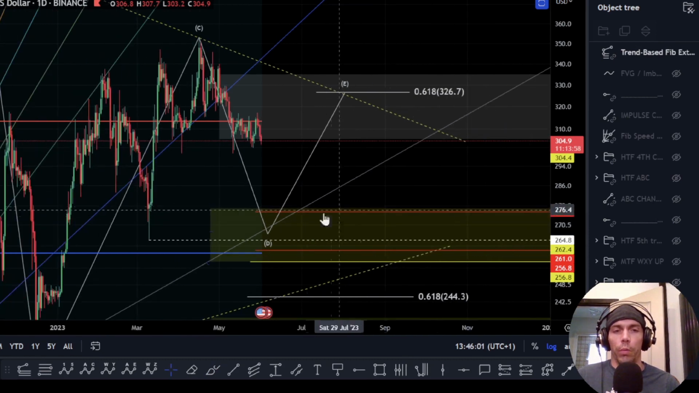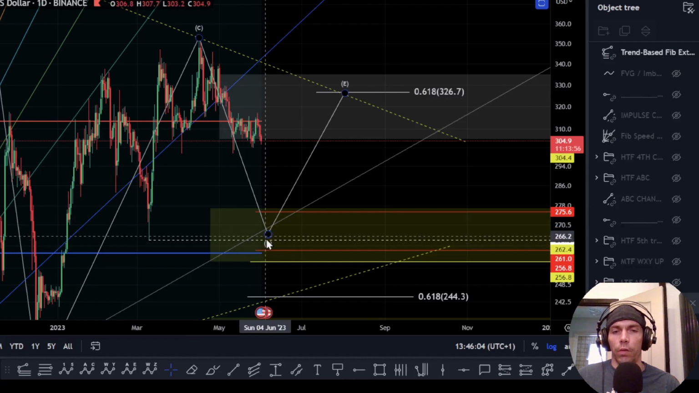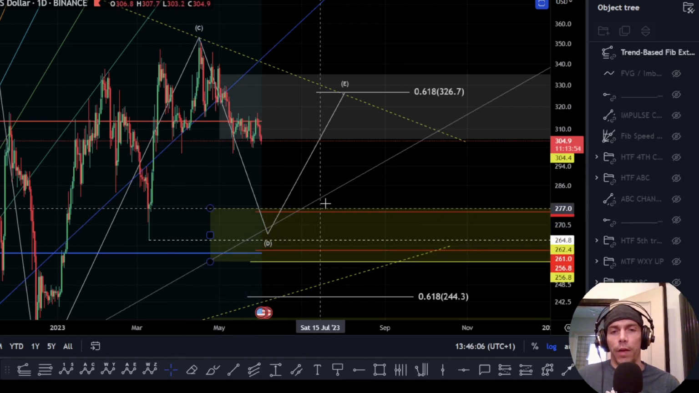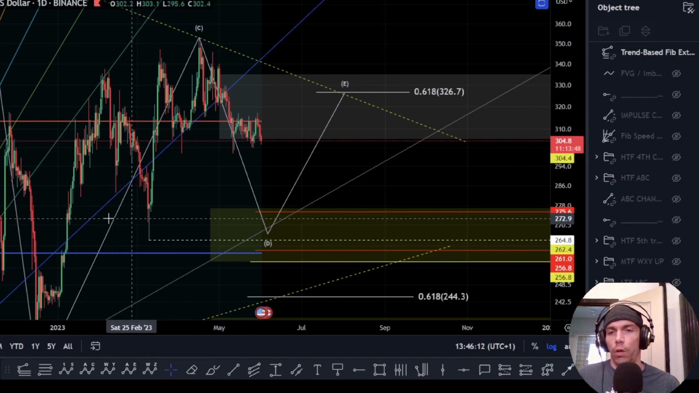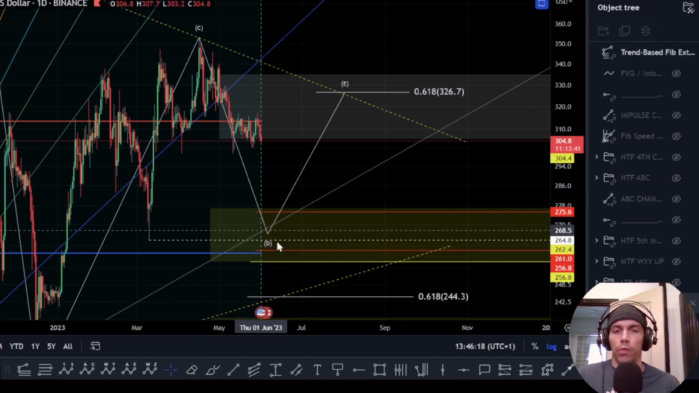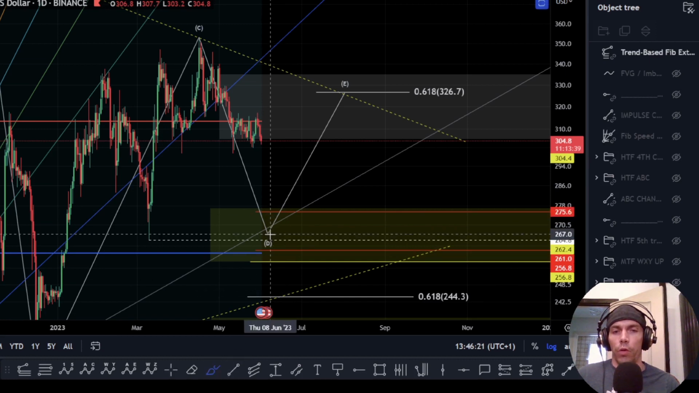268 level. Now this would actually tie into coming back into this speed fan line as well, which is sitting here down at this 269. It would also look to retest this low area here that we have, and we can see that, you know, the wicks, that when prices come in here, it's been bought up quite quickly. So this would be quite an interesting zone to see if we do have a reaction.